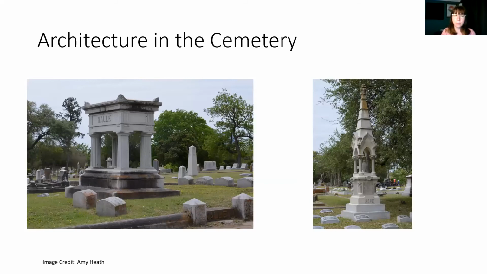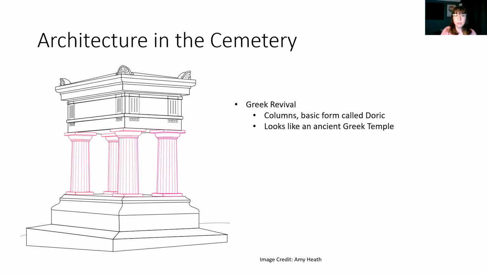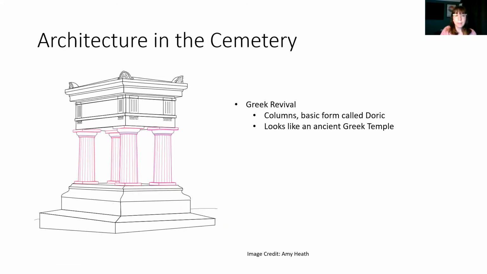Here are two examples of a Greek Revival and a Gothic Revival grave marker. Now, the first one shows Greek Revival because it has columns on it like an ancient Greek temple, and it's very large. And you can see here, shown in pink, are the columns. There are 3 different types of columns that are used in ancient Greece. And this one shows a form called the Doric columns, and they're very simple and just have simple curves.